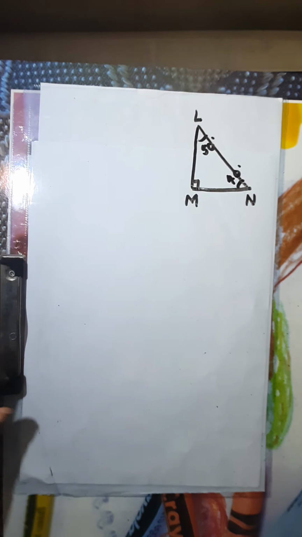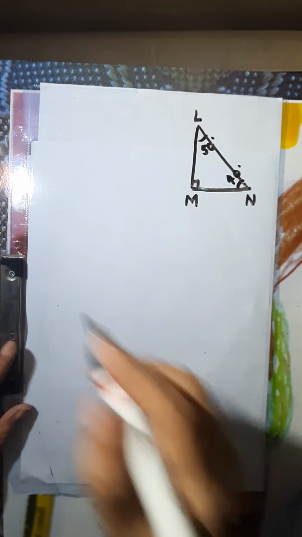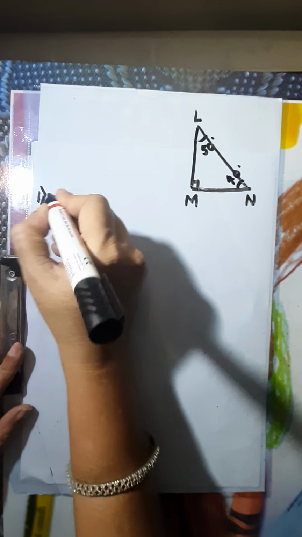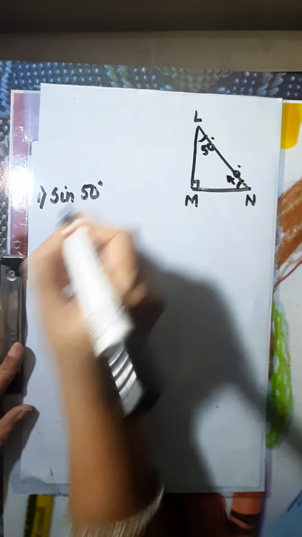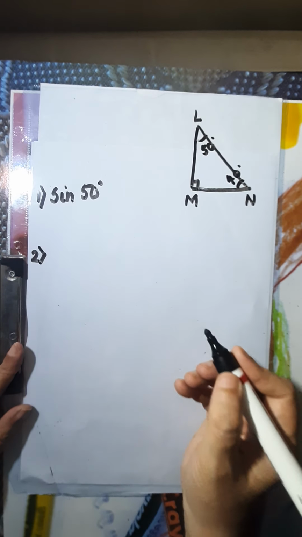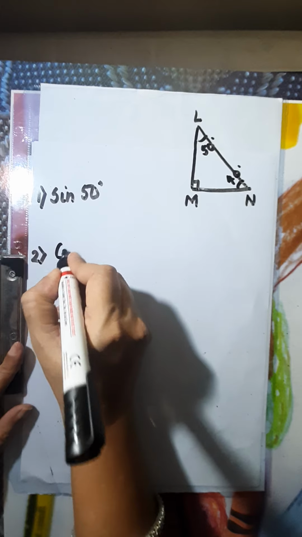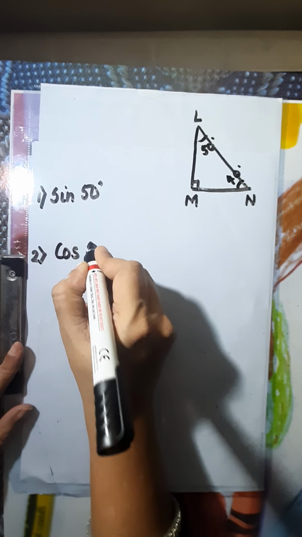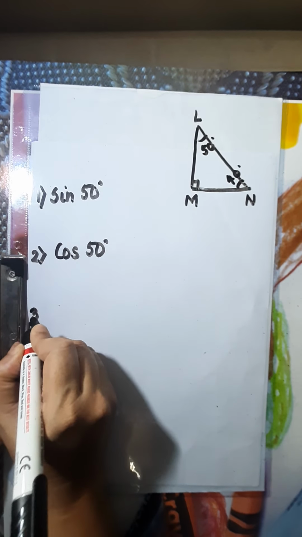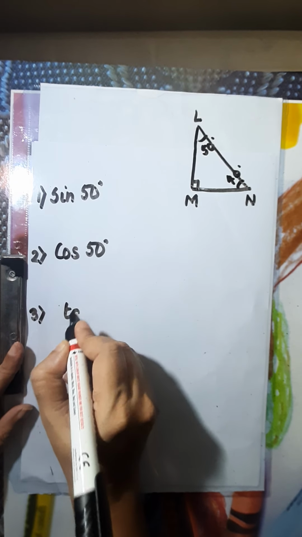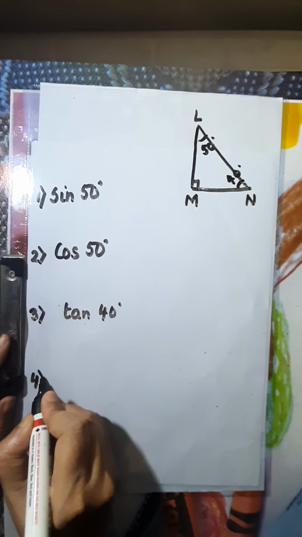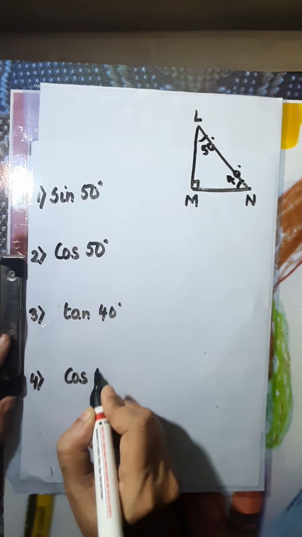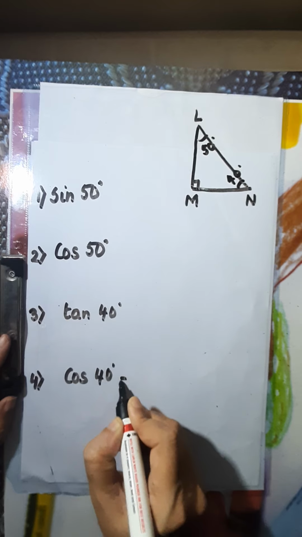Okay, you don't need to be told, right? So, this is 50 and 40. They have not given you the measures, nothing. Now, they have asked you first one: sine 50. Second: cos 50. Third: tan 40. And fourth: cos 40. Okay, first you decide.